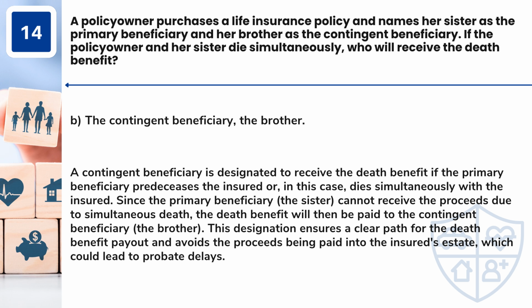A contingent beneficiary is designated to receive the death benefit if the primary beneficiary predeceases the insured or, in this case, dies simultaneously with the insured. Since the primary beneficiary, the sister, cannot receive the proceeds due to simultaneous death, the death benefit will then be paid to the contingent beneficiary, the brother. This designation ensures a clear path for the death benefit payout and avoids the proceeds being paid into the insured's estate, which could lead to probate delays.